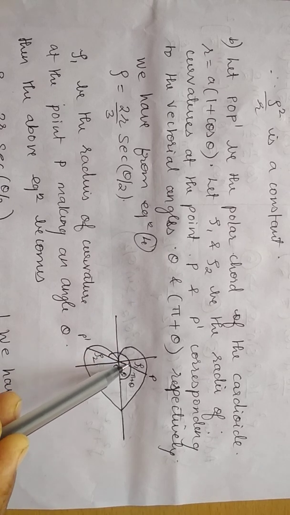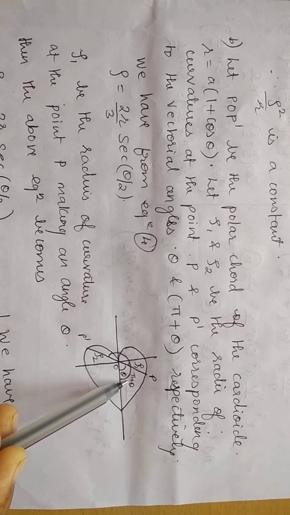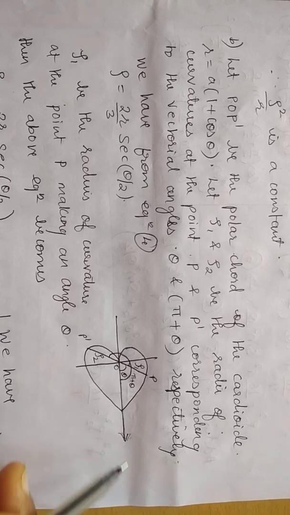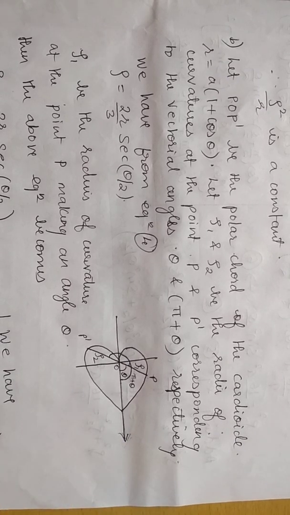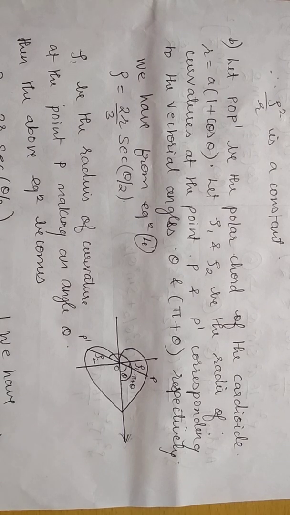180, right? 180, and this extra, how much? Theta. So the total angle made by this P dash will become how much? Pi plus theta with respect to the initial axis. Are you understanding the figure? Yes. Now, we have to show that rho 1 square plus rho 2 square is equal to 16a square by 9.